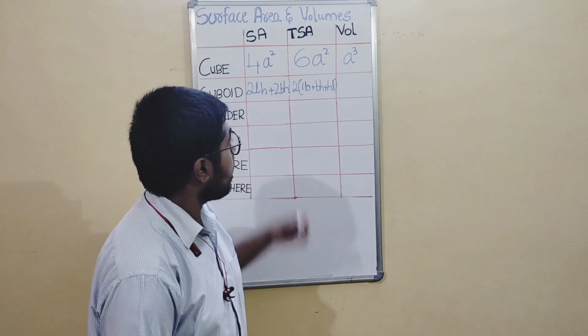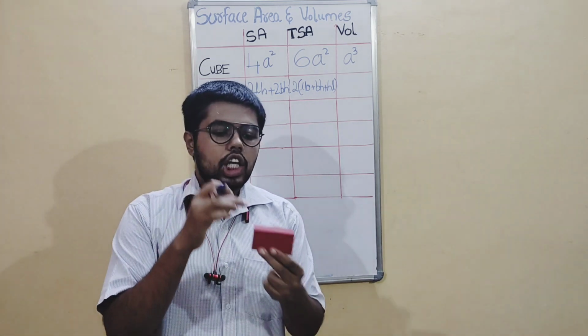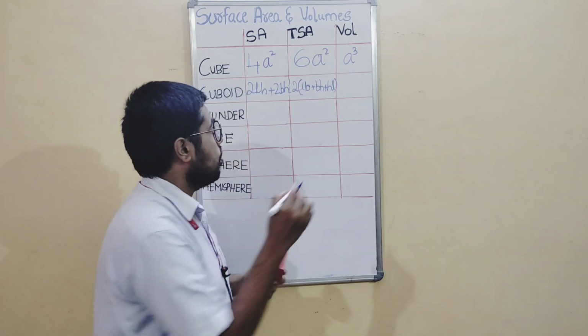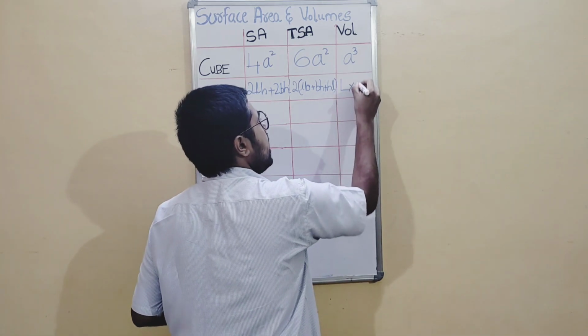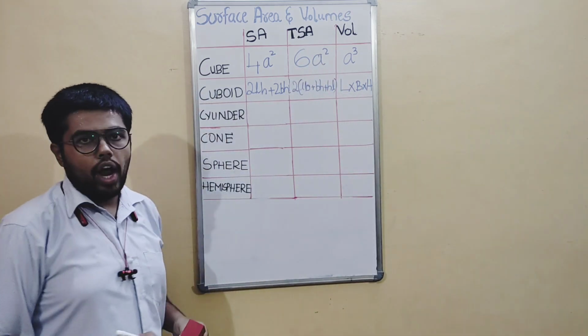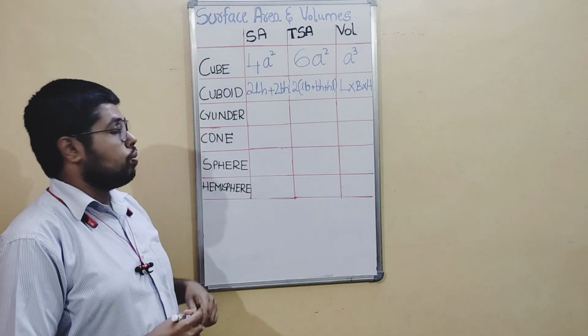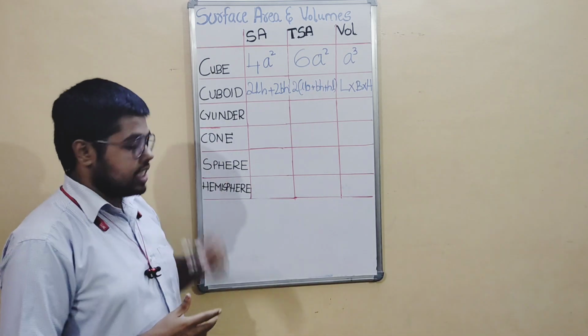Now coming to the volume, I told you volume is the multiplication of 3 dimensions. You have length, breadth and height. Therefore L into B into H is the volume of the cuboid. Okay, so this is about the cube and cuboid. Now let us go to the next shape, that is the cylinder.